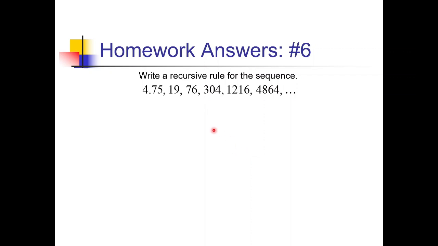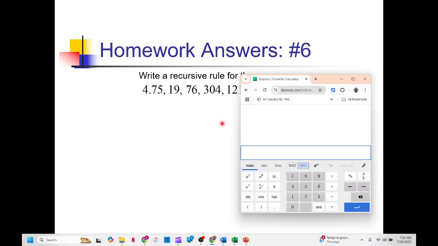For this problem, they're asking us to write a recursive rule for this sequence. So first we're going to check to see if this is an arithmetic or geometric series, because those have predefined recursive rules that we can use. Is it arithmetic? Well, I can very quickly see that I'm not adding the same thing to get the next term. This just keeps growing and growing much faster each time. Am I multiplying by the same number each time? I don't know. Let me check Desmos here.